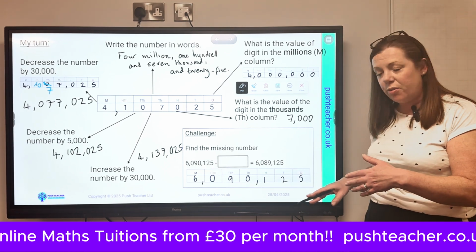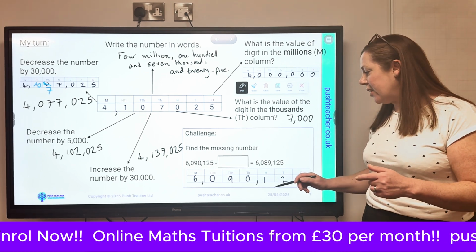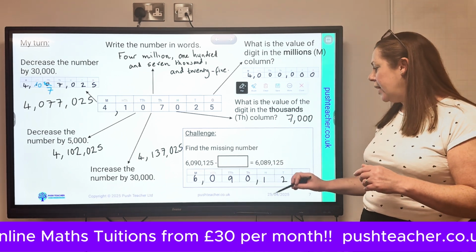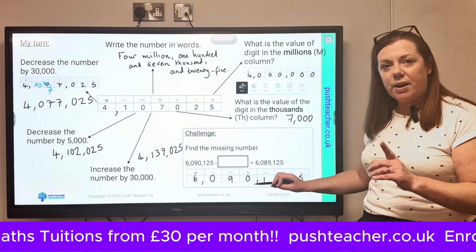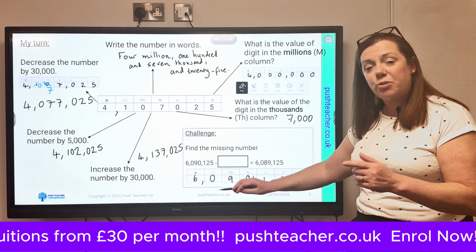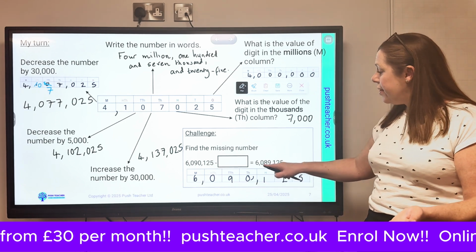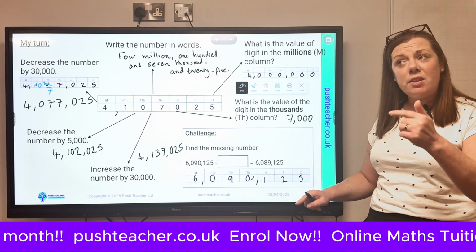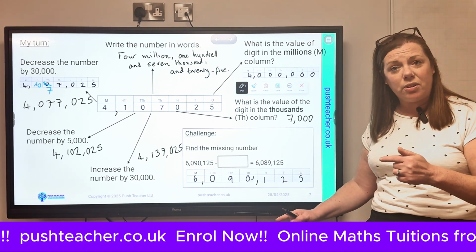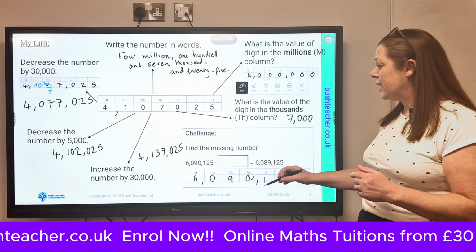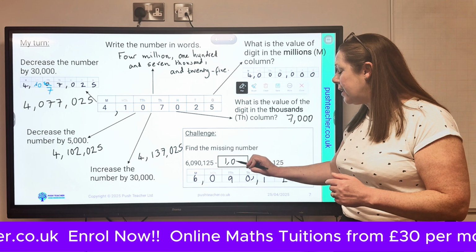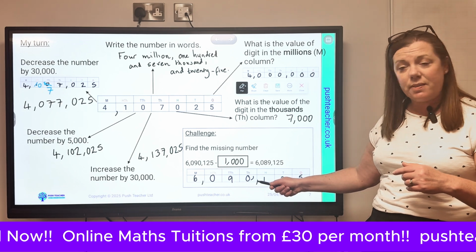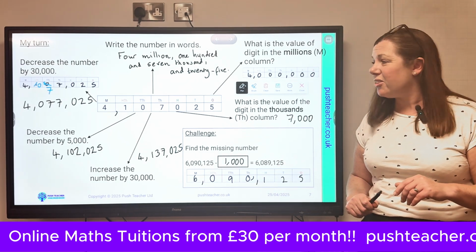So there's no changes to the hundreds, tens and ones. But I can see a change in my thousands section. Look, my millions have stayed the same as well. If you look at the number that I've started with, I've got 90,000 in the thousand section. And in this thousand section, I've got 89,000. So if I've gone from 90,000 to 89,000, I've taken off 1,000, haven't I? So actually, my missing number is 1,000. I've gone from 90 in my thousand section to 89 in my thousand section.